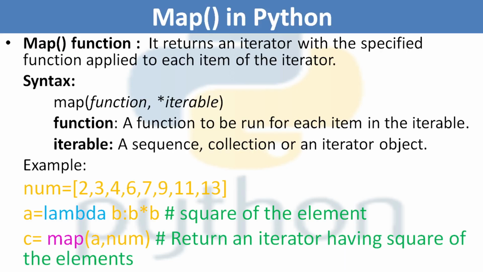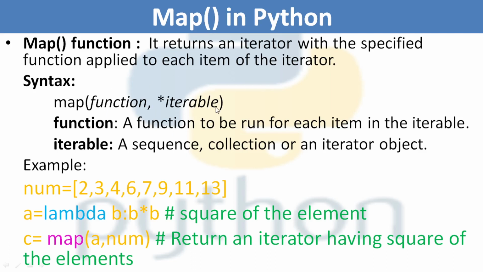By using the map function, it returns an iterator, which is a map object, with the specified function applied to each item of the iterator. So, what happens here? Each and every item of the iterator gets passed to the function, and it gets returned from the function after executing, and is saved in an iterator, and that iterator is itself a map object. So the syntax is map function and then *iterable.